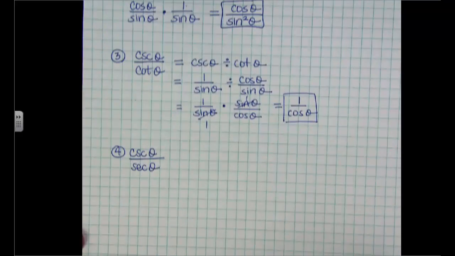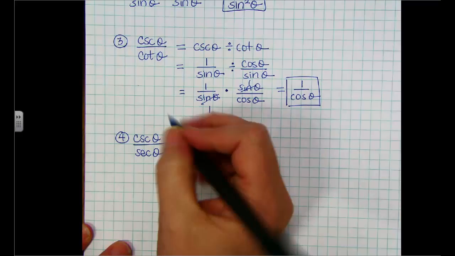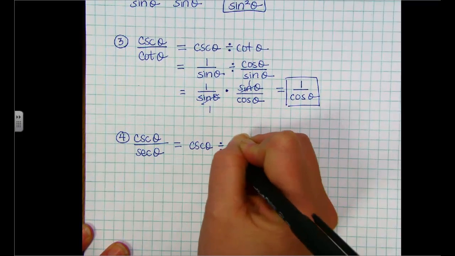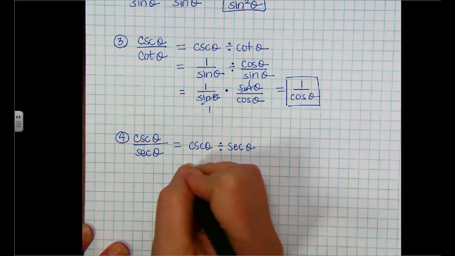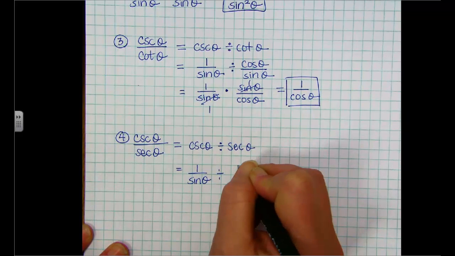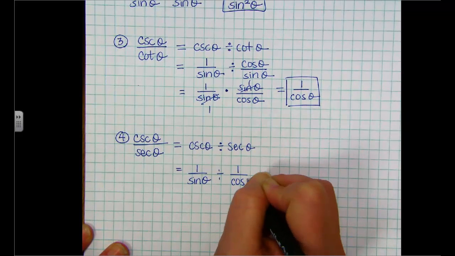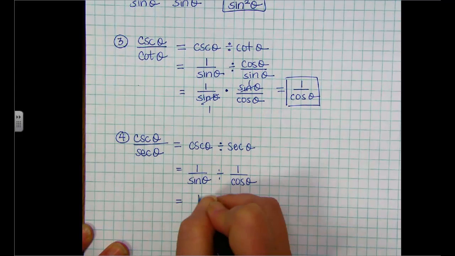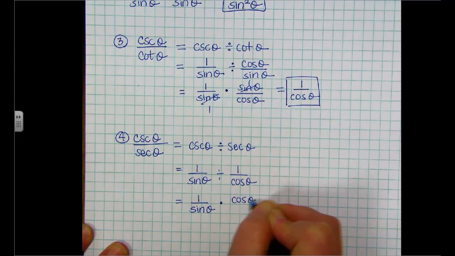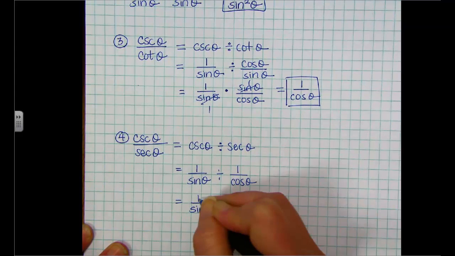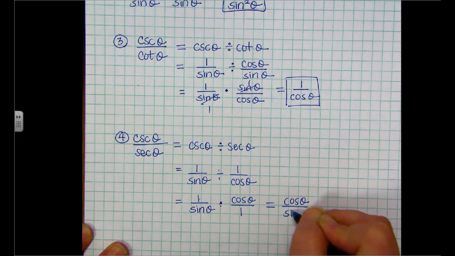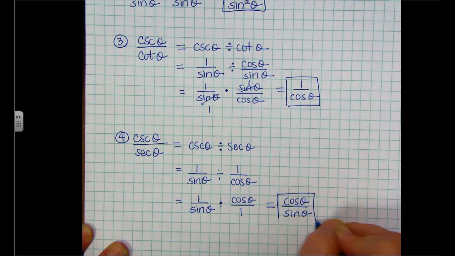Okay, so there's one more to do. You can try it on your own and pause or listen through. Cosecant theta divided by secant theta is 1 over sine theta divided by 1 over cosine theta. Division again, multiply by the reciprocal of the second fraction. So 1 over sine theta times cosine theta over 1, and multiply your fractions straight across. 1 times cosine is cosine theta, sine theta times 1 is sine theta. And that is it. See you tomorrow.